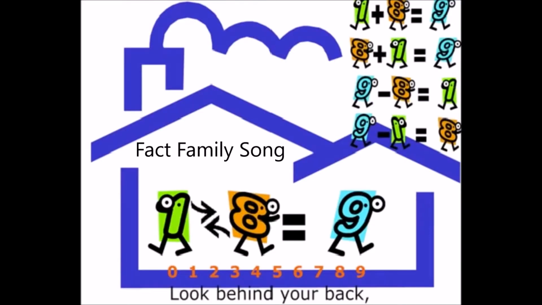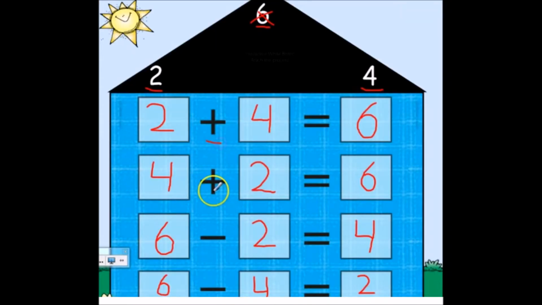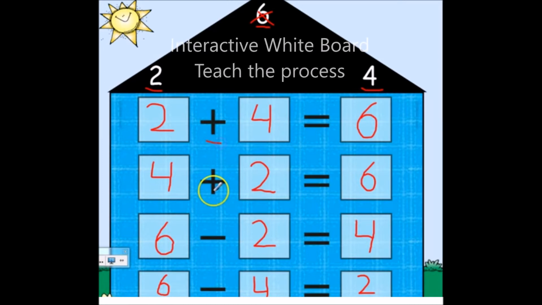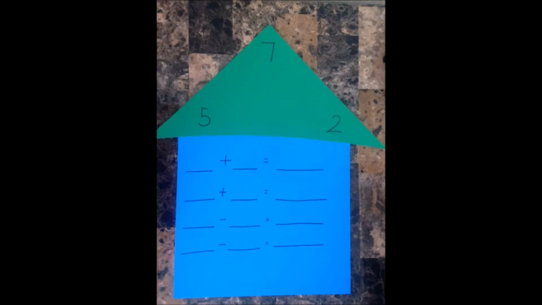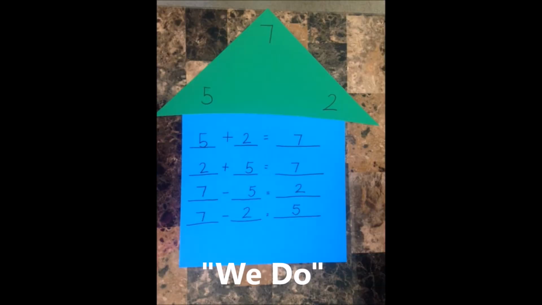This just gives you a quick overview of what a fact family is and how I teach it to my students. I began the lesson with the I do part. I first had my students introduced to fact families through a song. Then I used the smart board and interactively showed them how a fact family works. After I did a few examples, we then did the we do portion. The we do is when I get students engaged and able to assist me in helping me to solve the fact family. So we're working together.